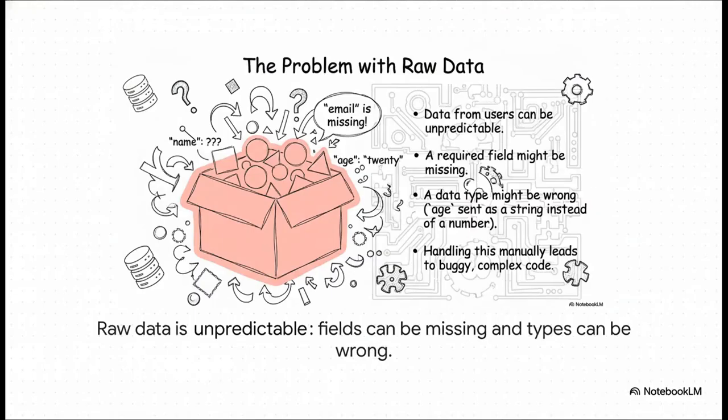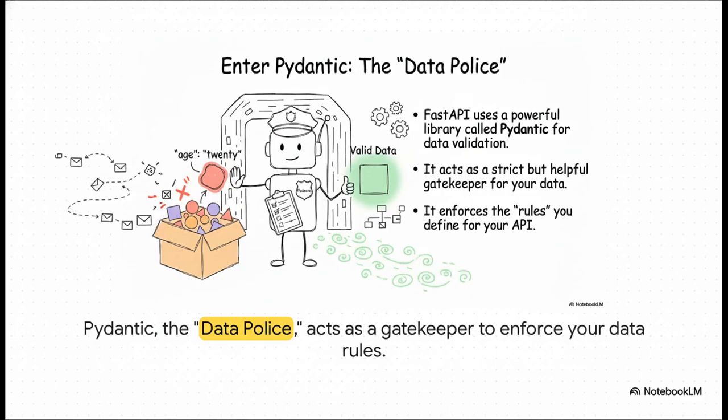Just picture it. You're expecting nice, structured data, but what you actually get is like a jumbled box of random shapes. That's the problem with raw data. A required field like an email might just be missing. Or maybe someone sends an age as the word "twenty" instead of the number 20. Trying to handle every single one of those cases by hand is a total nightmare and leads to really buggy code. And this is where our hero, Pydantic, steps in.